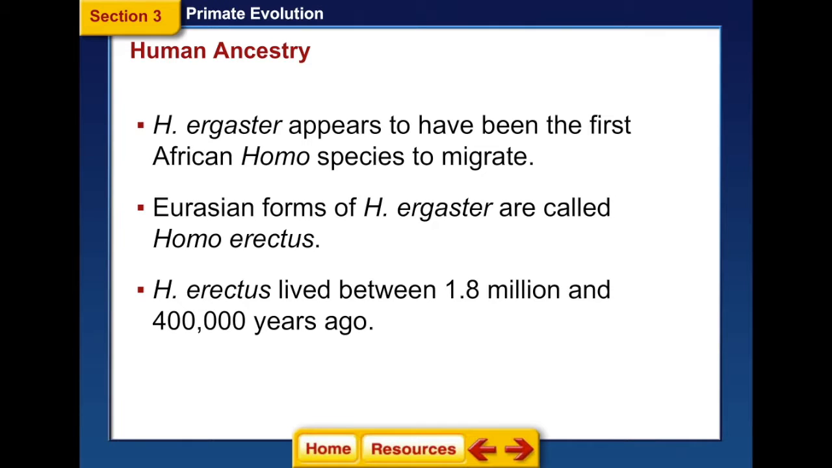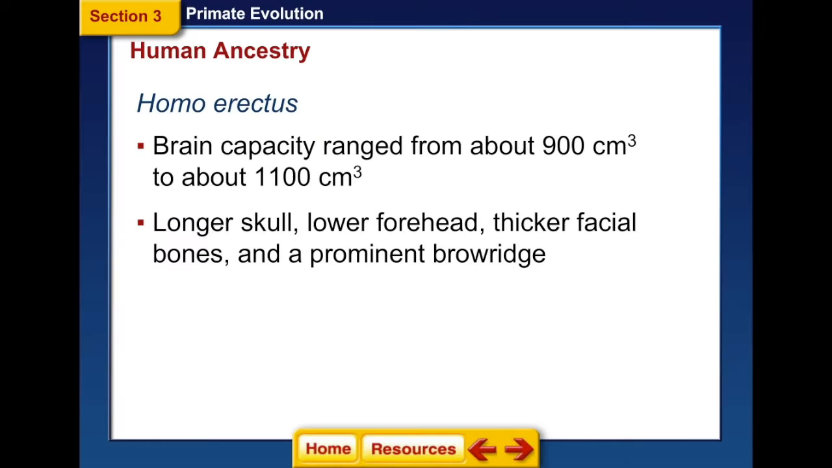Now, Homo ergaster appears to have been the first African Homo species to migrate out of Africa. We say that Eurasian forms of Homo ergaster are called Homo erectus. Now, Homo erectus lived between 1.8 million and 400,000 years ago. Brain capacity of Homo erectus ranged from about 900 cubic centimeters to about 1,100 cubic centimeters. That means that their brain sizes were about the same as Homo ergaster. They had a longer skull, a lower forehead, thicker facial bones, and a prominent brow ridge.